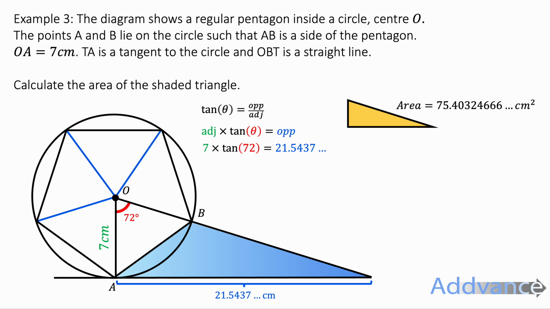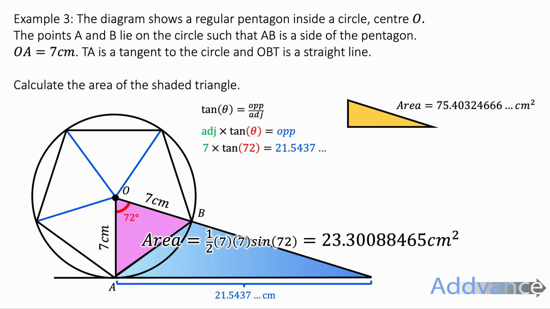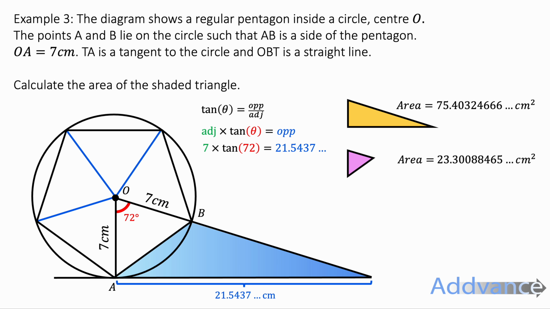Now, we are also going to work out the area of this pink triangle here. You might see where I'm going with this. And so we realize that these two sides are the same because they're both radiuses of the circle. And we get that area equals half ab sine C. We substitute those numbers in, 7 and 7, and the angle is 72, the C is 72. Type that into a calculator once more, and we get the area is 23.3 centimeters squared. So that pink triangle is 23.3 centimeters squared.